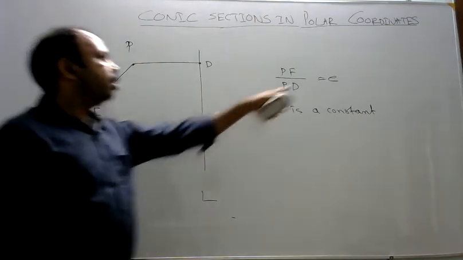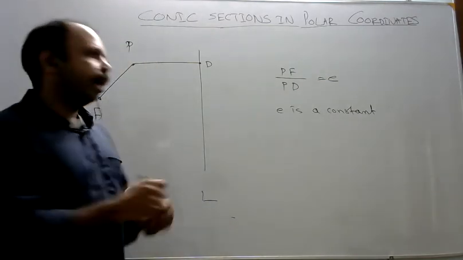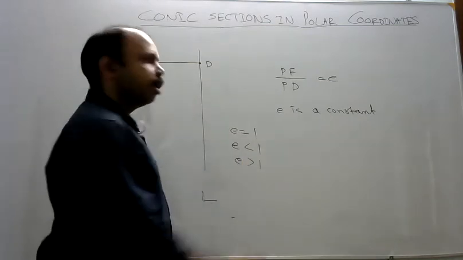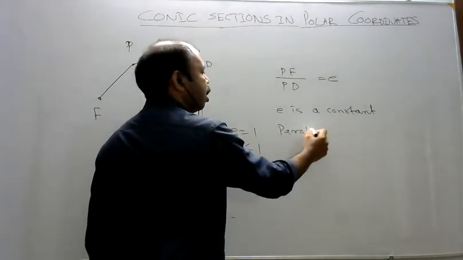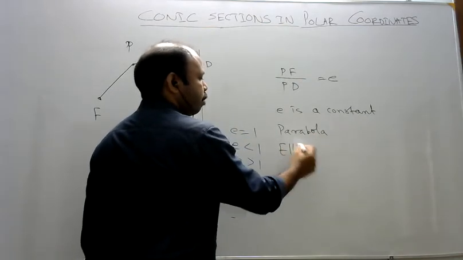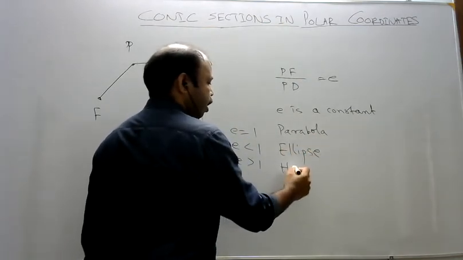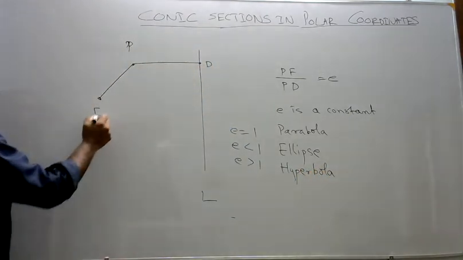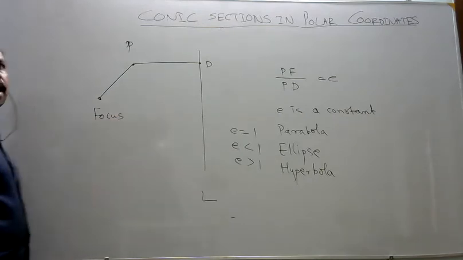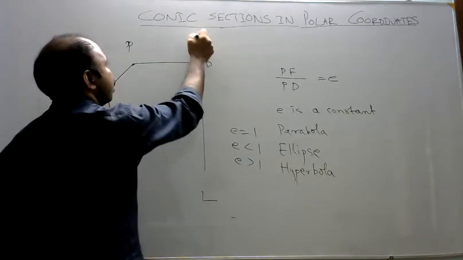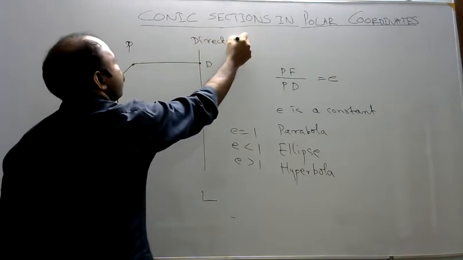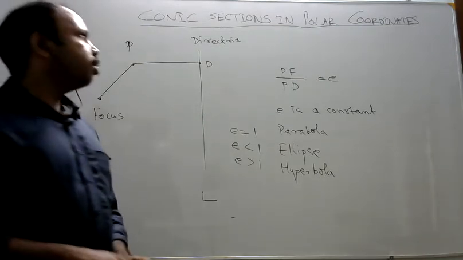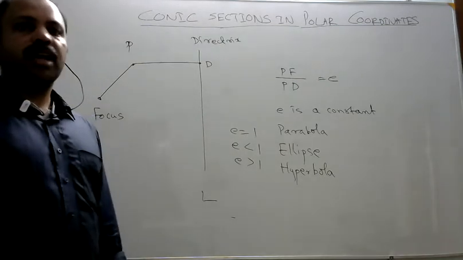As we can see, the ratio e is either 1, or less than 1, or greater than 1. When e equals 1, the conic will be a parabola. When e is less than 1, it is an ellipse, and when e is greater than 1, we get a hyperbola. We call the point F the focus and this line L the directrix of the conic. Now we extend this definition to the polar coordinate system in the plane.